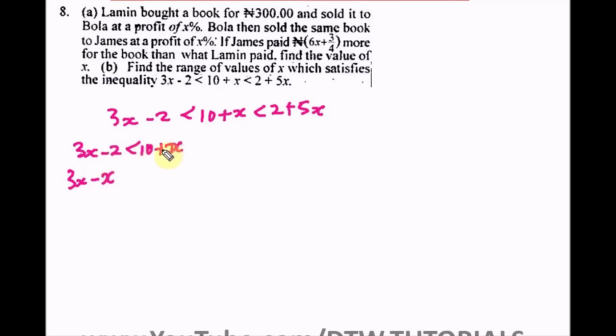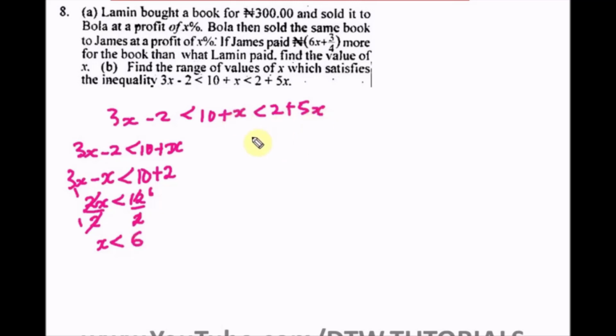Okay, so taking plus x here, we have minus x, so we still have a less than 10, and taking minus 2 to this side, we have a plus 2. So we have here 3x minus x, we have 2x less than, and 10 plus 2 is 12. So divide both sides by 2. Since we are dividing by a positive, the less than sign will still remain the same. Divided by 2, cancel out here, 1 1, and 2 in 12 will give us 6 times. So we have x is less than 6.